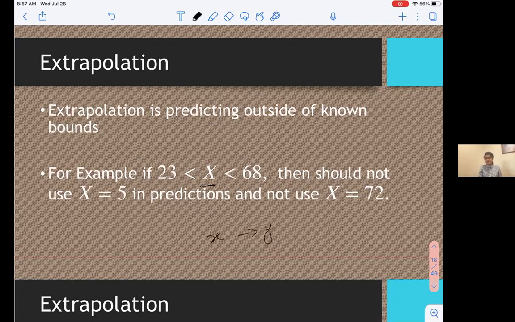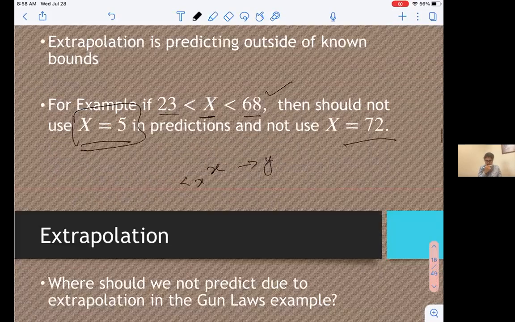X is the cause of making a change in y, and let's say in this example, x is from 23 to 68. If I want to predict something outside of this bound, like x equals 5, then it is not a good fit for our regression line. It cannot predict accurately for x equals 5, because we do not have enough values outside of this bound. And we cannot use x equals 72, because 72 is outside of this bound. So this is called extrapolation.